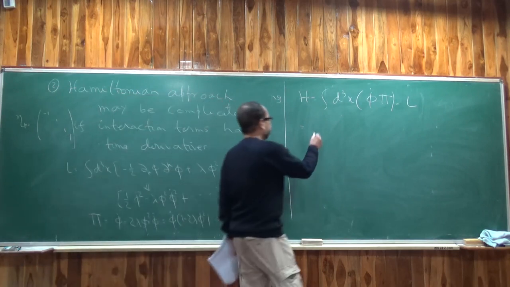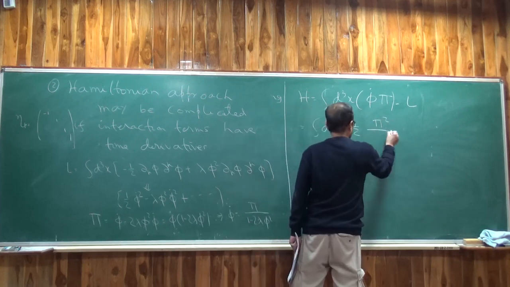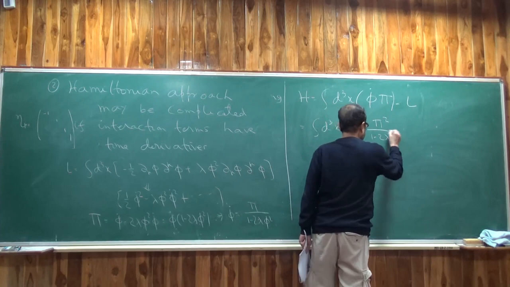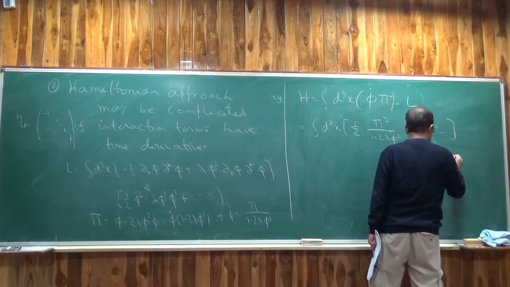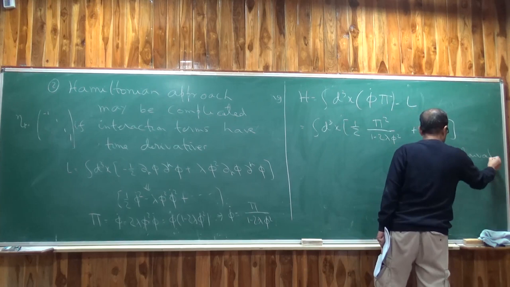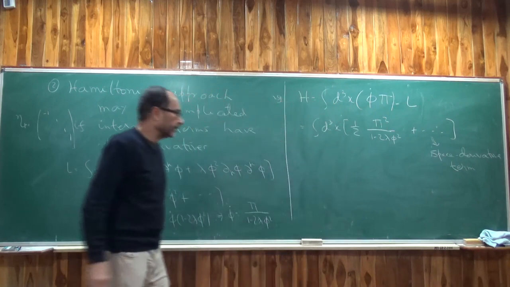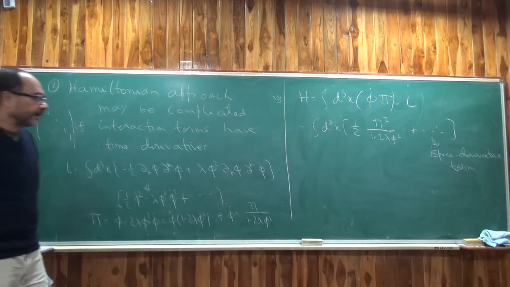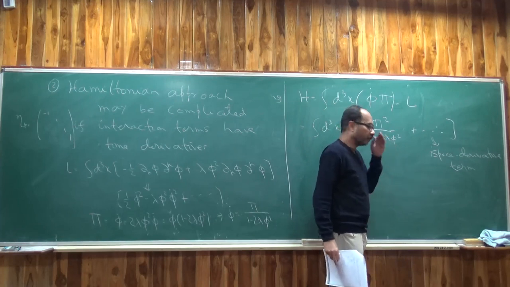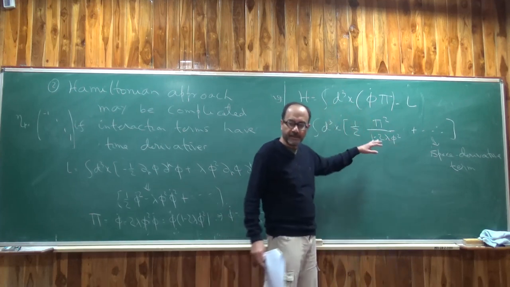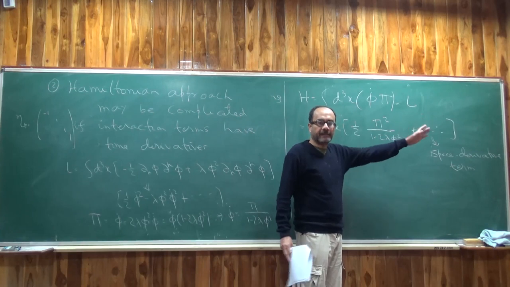So this, you can easily check, gives you integral d cube x of half pi square over 1 minus 2 lambda phi square plus space derivative terms, which is just minus of what appears in the Lagrangian. But you see that here we have something in the denominator. Now of course in quantum field theory, if you have something in the denominator, it's a problematic situation. But in perturbation theory, what we'll do is expand this out in a power series in lambda and derive the Feynman rules from there.